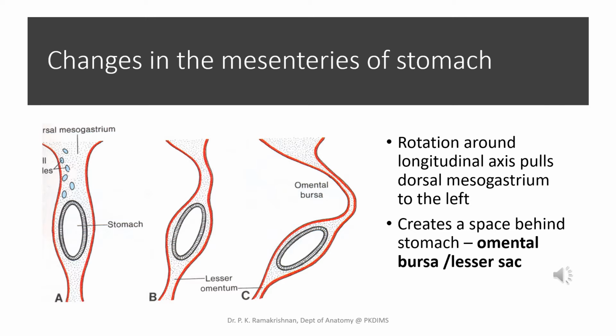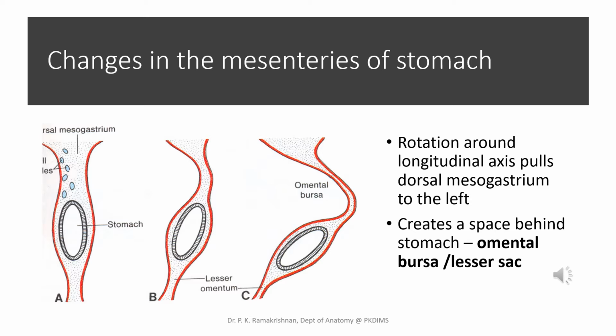In the last class, we have seen the stomach is attached to the dorsal body wall by the mesentery, which is called the dorsal mesogastrium, and to the ventral body wall by the mesentery termed the ventral mesogastrium. We have also seen that as the liver grows into the septum transversum, the mesoderm forming the ventral mesogastrium becomes thinner and gets divided into two parts of the ventral mesentery.